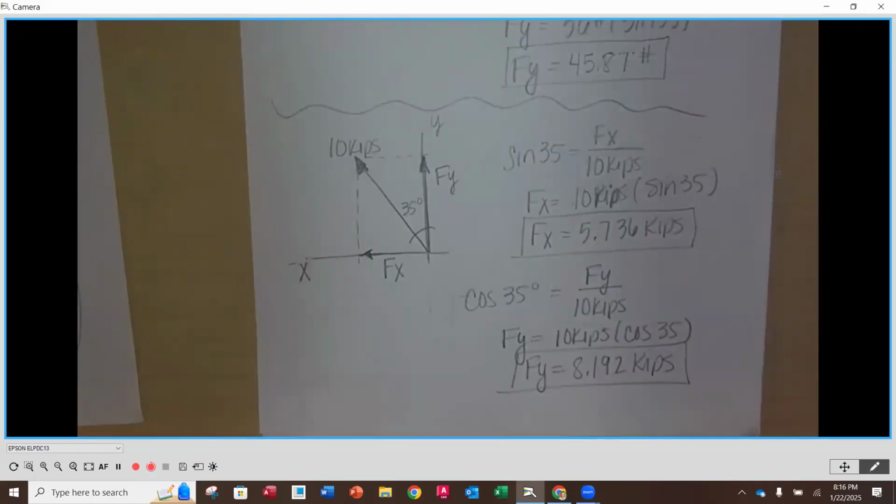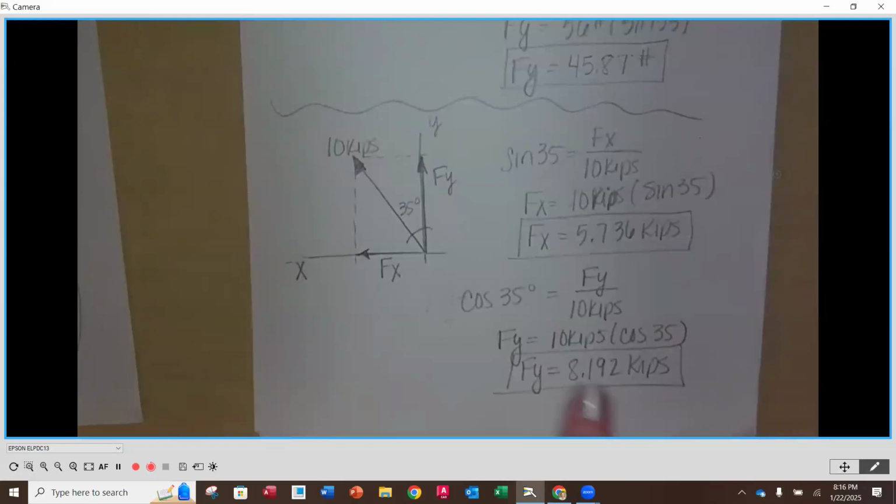All right, so you should get for FY 8.192 kips. Make sure that you have FY identified equal to the number and then the units in here as well. And then also that FY is labeled on the diagram.